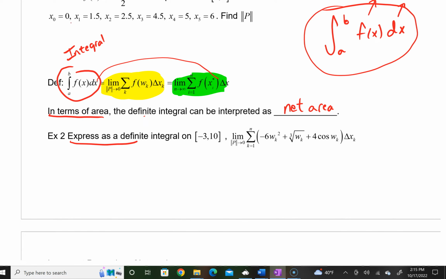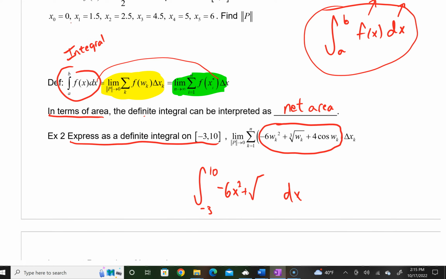So let's just say that they wanted you to express a definite integral from -3 to 10. You'd have this integral symbol, almost looks like an elongated S. We're going to go from -3 to 10, and we could say, well, what's inside? Well, these w sub k's are really x's, and these are your heights. So you could say that's your function value. So that'd be -6x squared plus a cube root of x. Let me erase this and move that over. Plus 4 cosine of x dx.